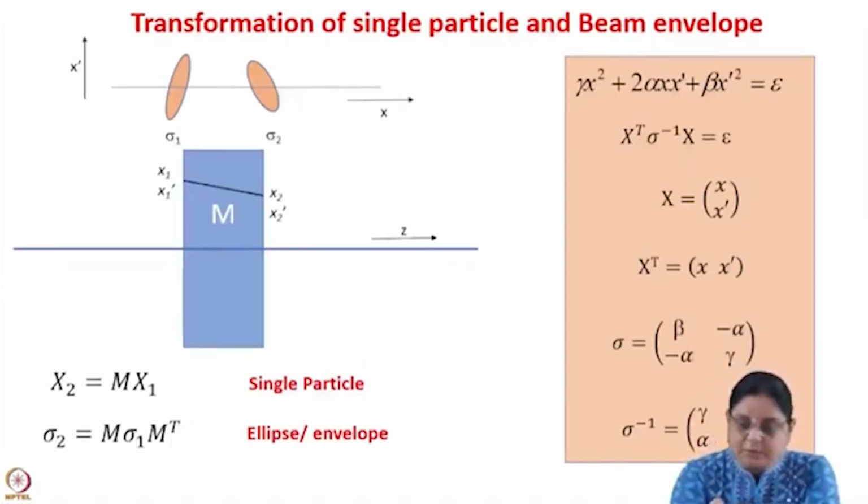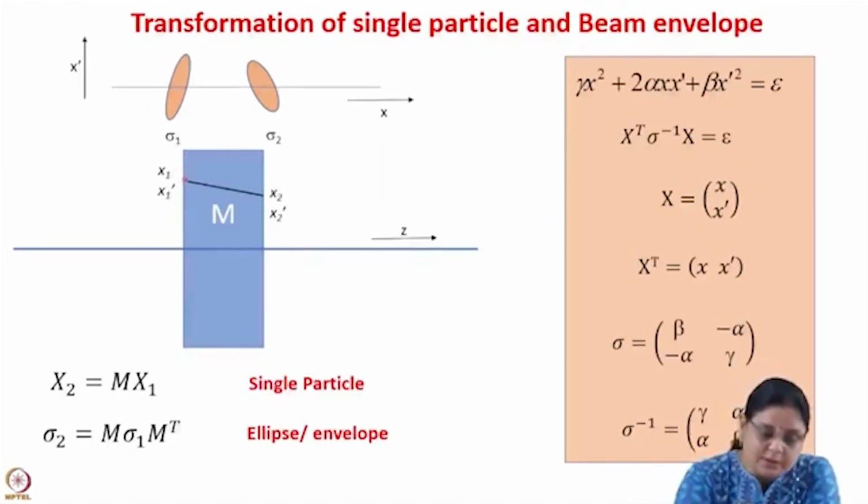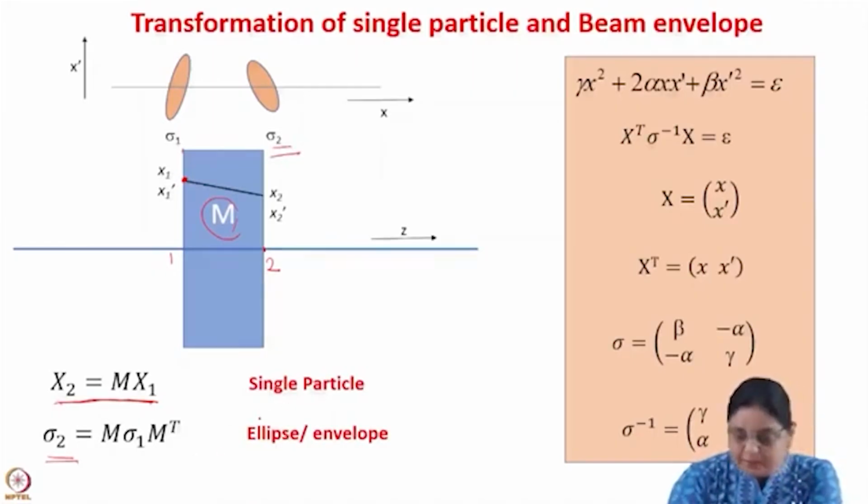Transformation of a single particle and beam envelope. So how can you transform a single particle? If at location 1 you know the coordinates of the single particle, and you know the transfer matrix, you can find the coordinates of the single particle at location 2. The single particle can be transformed in this manner by the transfer matrix method. Now if you have the information of the beam as a whole at the first location, and you have the information about the transfer matrix, then you can find out the sigma matrix of the beam at location 2 by the sigma matrix method.